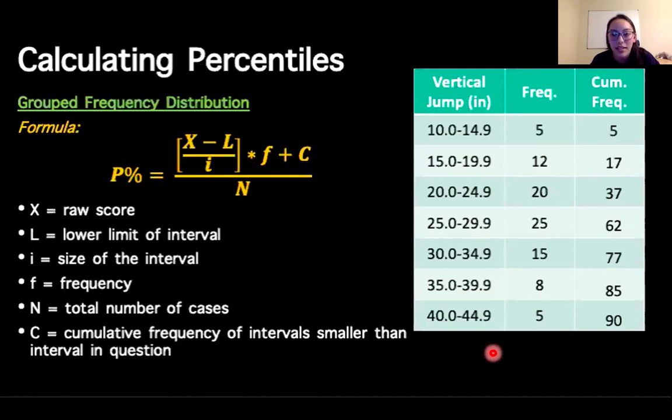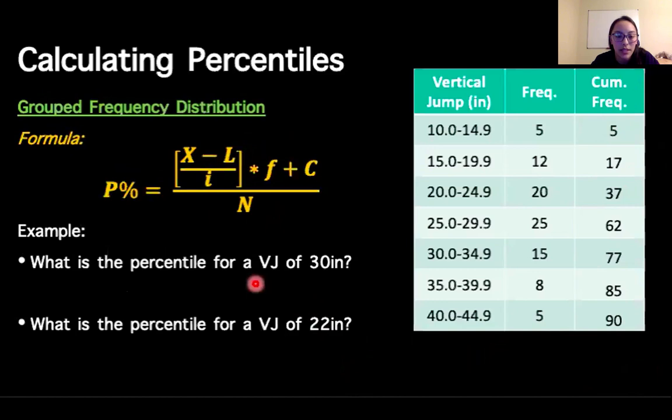Okay, so side note, but we calculated cumulative frequencies. Okay, and now we have pretty much everything we need to fill this in. Okay, so I'm going to skip over to what our questions are. And we want to calculate what the percentile for a vertical jump of 30 would be. Okay, so first we have to identify where does 30 land within our intervals, and we can see it's in this guy right here.